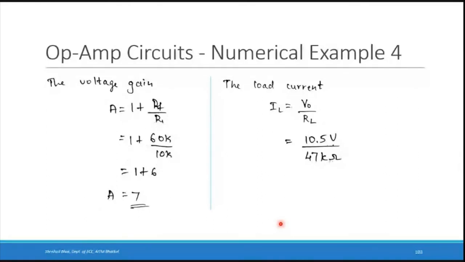10.5 volts divided by 47K. That will give you the current. You can write the answer in milliamps. 10.5 divided by 47K, how much is the answer?